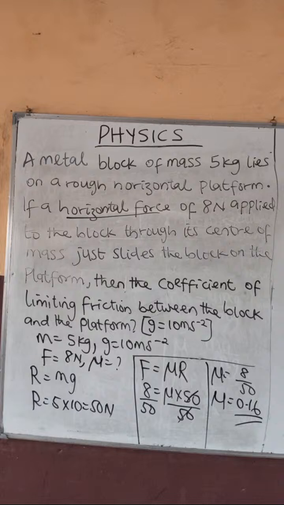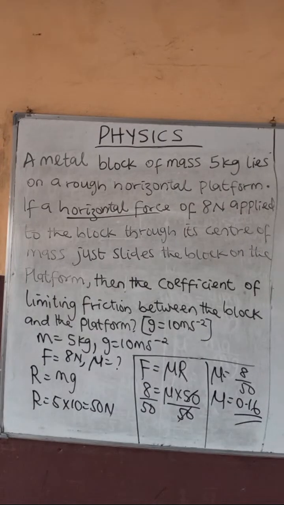How will you know when we are solving for reaction force? Hezekiah, welcome. Now we are solving for coefficient of limiting friction, and the formula is F equals mu R. So you need to solve for reaction force first before you can solve for the coefficient of limiting friction. Do you understand?